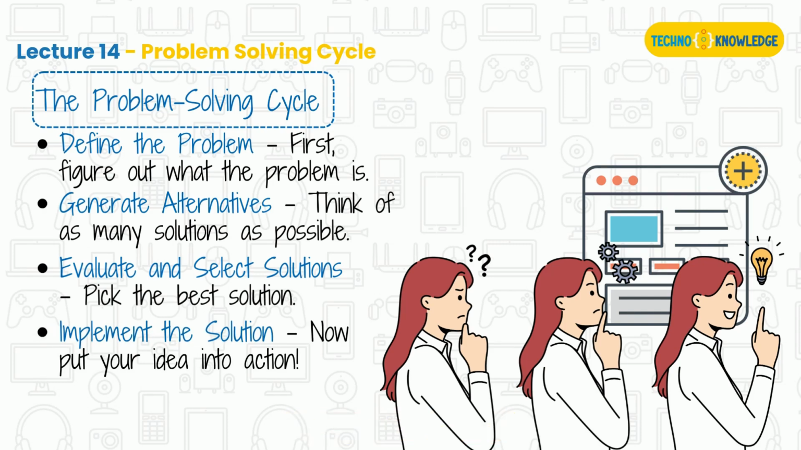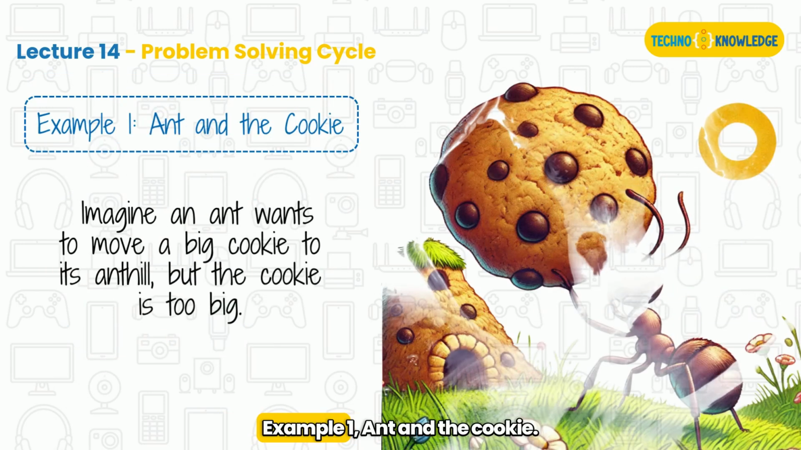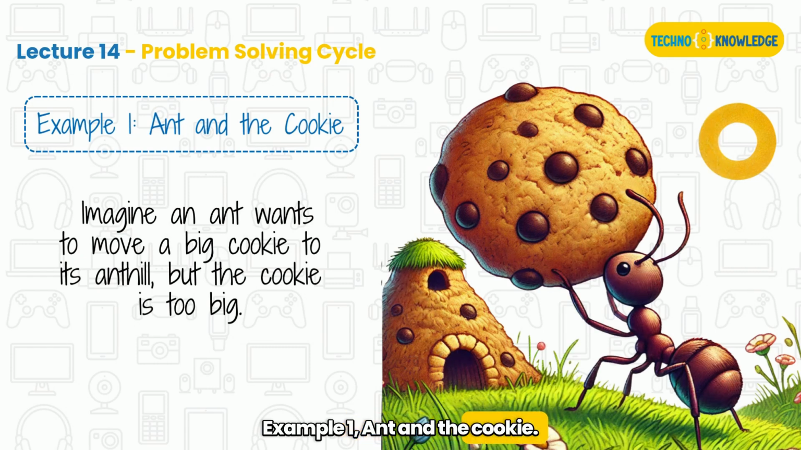Implement the solution. Now put your idea into action. When you repeat these steps, solving problems becomes super easy. Example 1. Ant and the cookie. Let's see an example. Imagine an ant wants to move a big cookie to its anthill, but the cookie is too big.